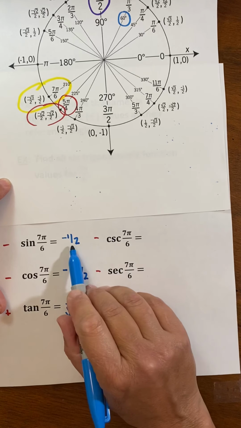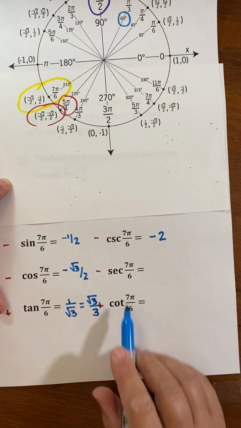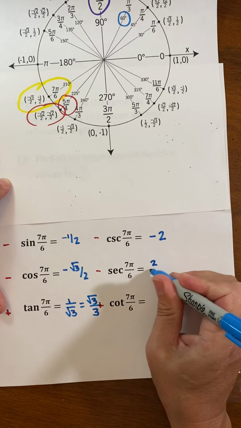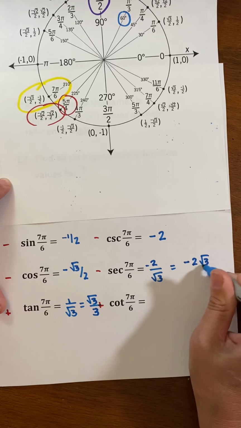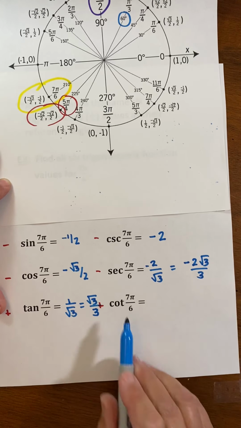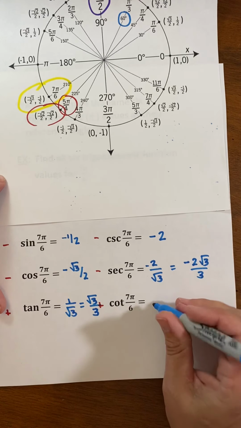The cosecant is the reciprocal of the sine. It's 2 over 1, so it's negative 2 because the cosecant is negative. Then the secant is 2 over the square root of 3, negative. We're going to rationalize it, negative 2 square root of 3 over 3. Now here the cotangent, well, we could flip this, but it's a lot easier to flip the tangent, then we don't have to rationalize it.